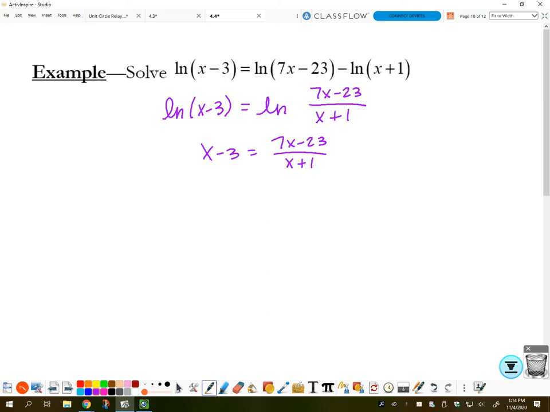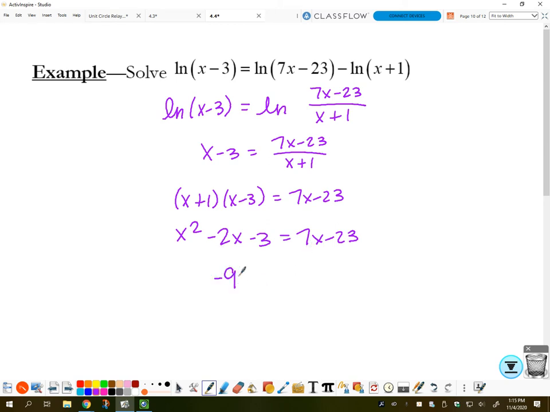Alright, now you're basically solving a proportion. So you're like cross multiplying, or you can just say I need to multiply this over here, so that it's no longer in the denominator. So multiply this out. You get x squared minus 3x plus 1x, so minus 2x minus 3. Again, there's a quadratic going on, so everybody on the same side equal to 0, so that we can try to factor. So subtract 7, that makes this minus 9. And add the 23, that makes this plus 20.